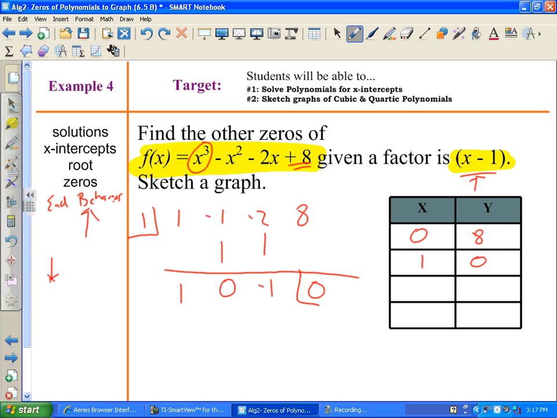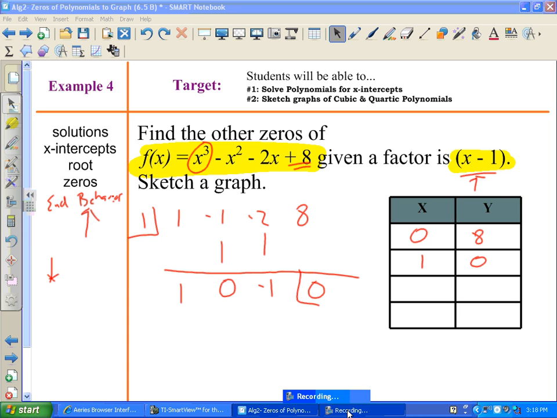-1 times, did I make a mistake here? Positive 1 is what I need to divide out. 1, -1, -2, positive 8. I'm in trouble, I think. 0, 1, -2. -1. That's not right. Hold on, I'm going to pause that video. I'll be right back.